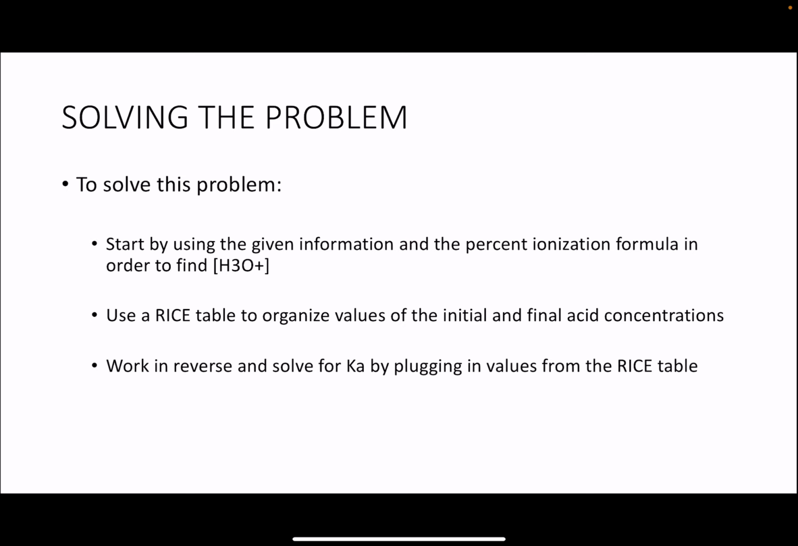To solve this problem, I'm going to start by using the given information and the percent ionization formula to solve for the concentration of H3O+. Next, I will use a Rice table to organize my values of the initial and final acid concentrations, using both the values I was given and the values that I found. Finally, I will work in reverse and solve for Ka by plugging in values from the Rice table.